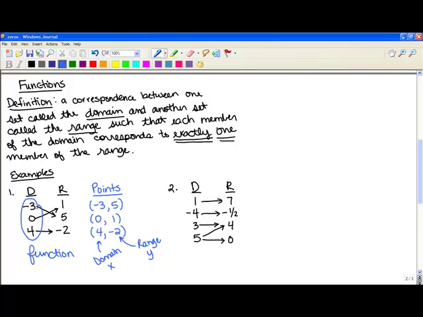Now in the second example, we can see that we've got 4 numbers in the domain and numbers in the range. In this example, it is not a function because 5 corresponds to 2 numbers. The definition says that each number in the domain can only point to one number. So because of that 5, we do not have a function here.